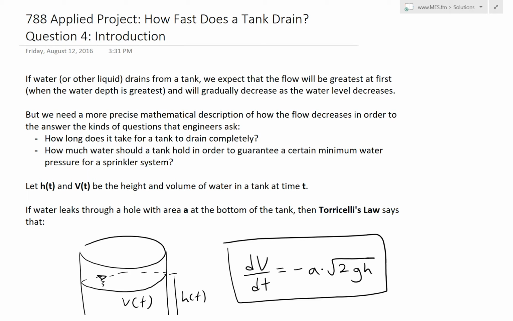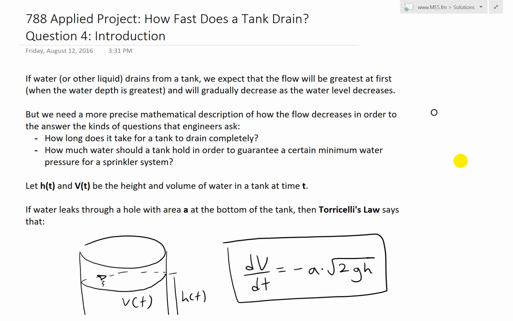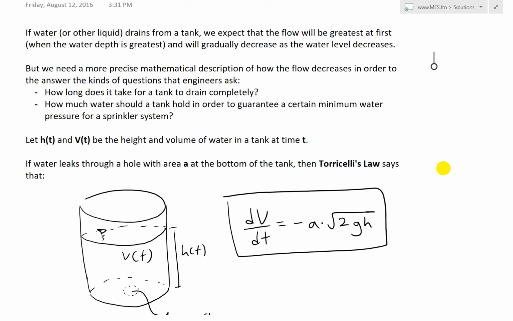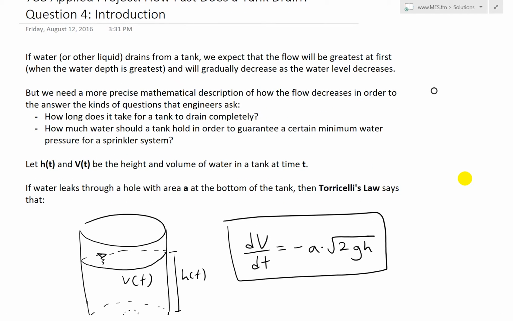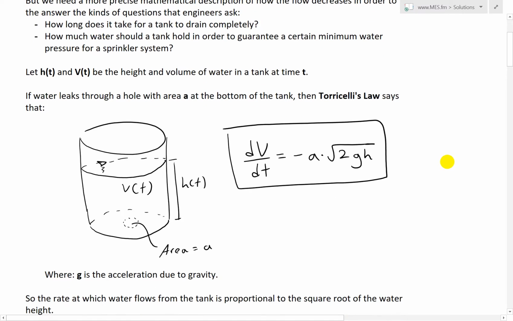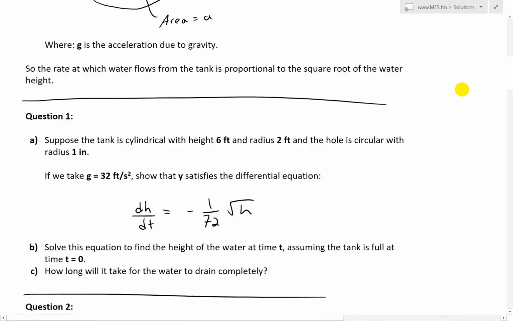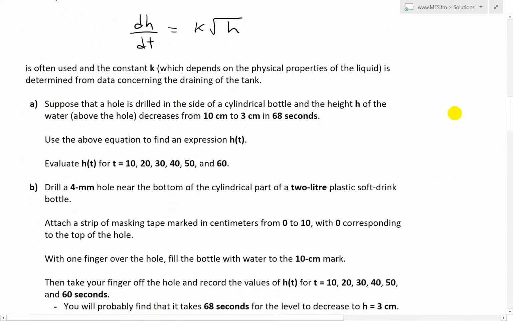Turn to discuss further into the applied project, how fast does a tank drain video series, and now go over question 4, but I'm only going to go over basically an introduction or overview of question 4, and in later videos I'll go over parts A and B. If you haven't seen my first 3 questions, make sure to watch those as I go over a recap on this project, but I'm not going to do that.